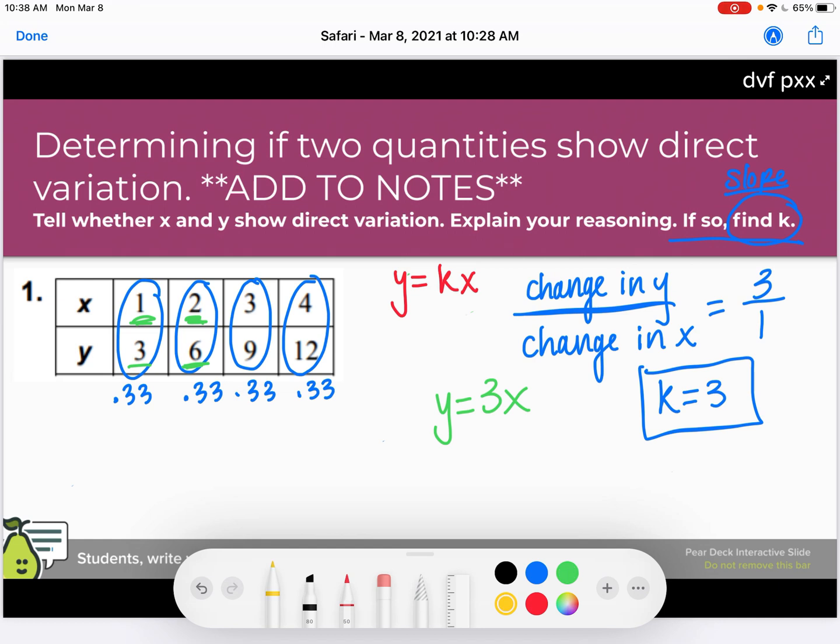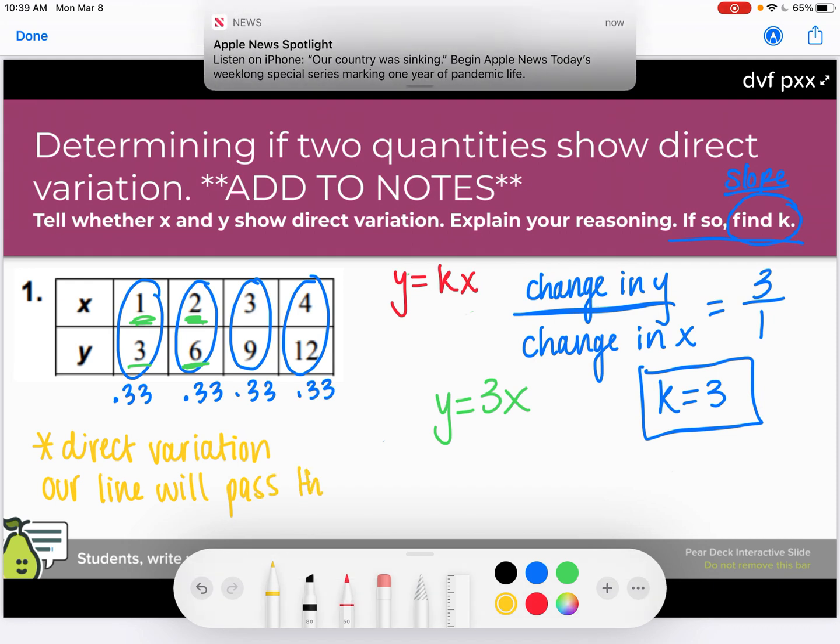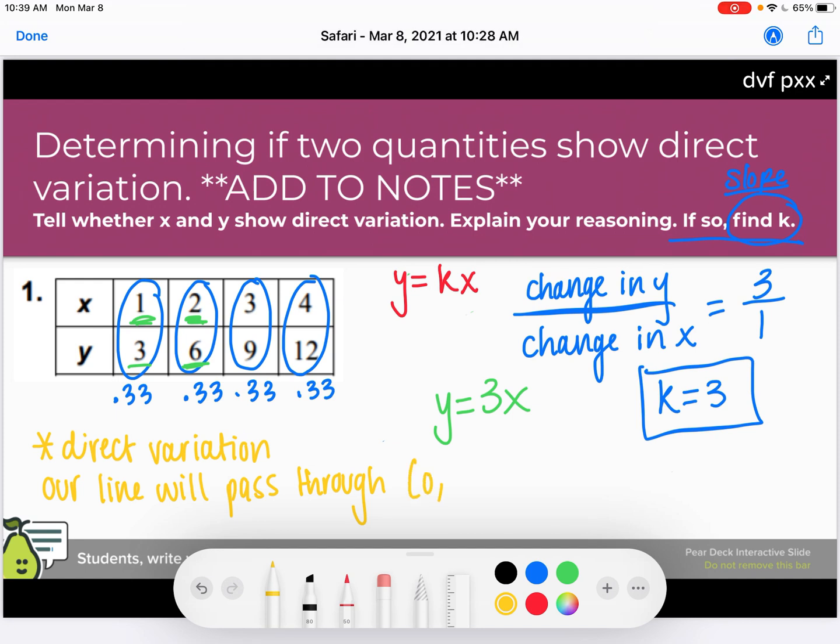One note I also want to add about anytime you have a table is remember that direct variation, if it is true, our line will pass through the origin. That means our line will pass through the point 0, 0. Meaning, if you were given any table that had 0, if the other point is not 0, you can automatically tell that direct variation is not occurring.